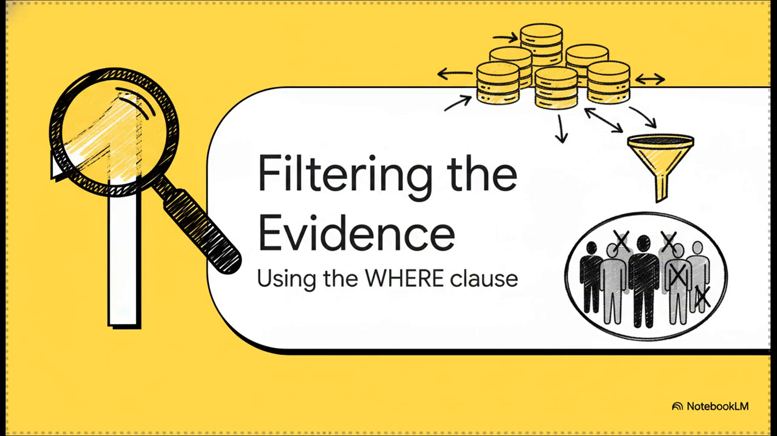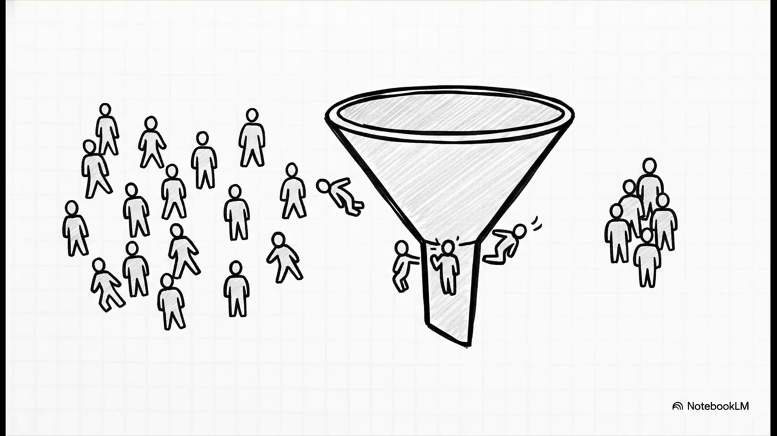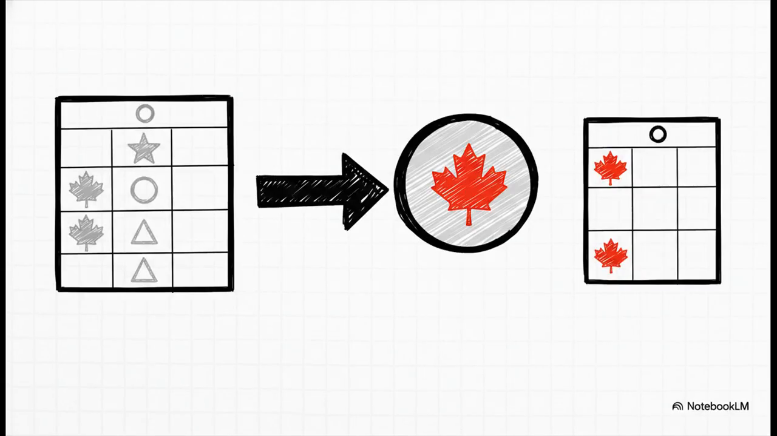Okay, so we know how to select our evidence, but right now we're still looking at every single customer. To be a good detective, we've got to narrow down our list of suspects. This is where the real interrogation begins. And this is where the WHERE clause comes into play. Think of it as our primary interrogation tool. It lets us add a specific condition to our query, and it just filters out all the rows that don't match our criteria. This is how we go from a giant list of suspects down to a handful of persons of interest. Let's try it out.